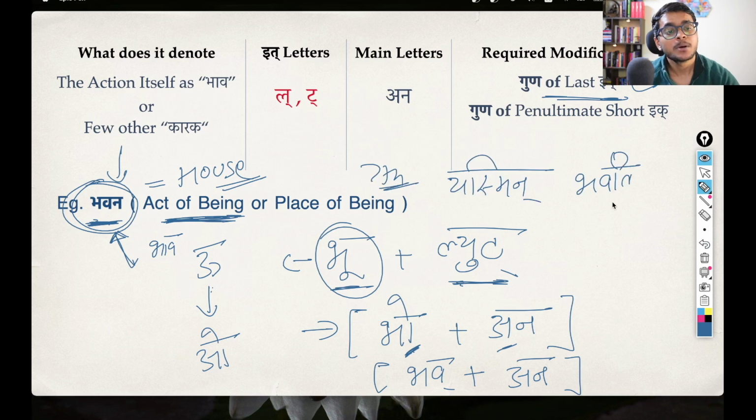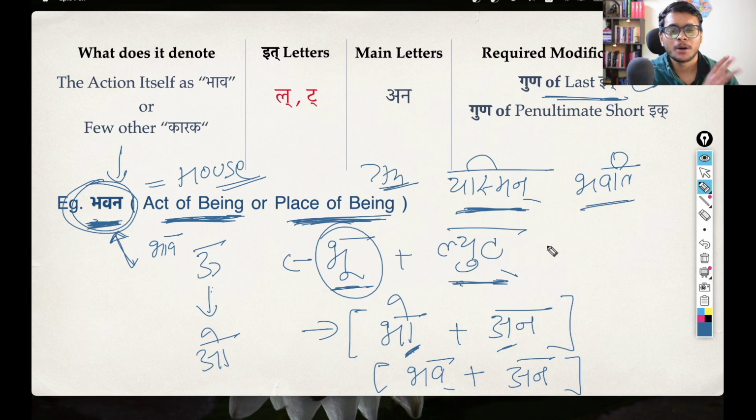That yasmin bhavati iti bhavana. That wherein someone is, or basically wherein someone resides, someone stays. So that is also bhavana. So this bhavana can also give this meaning, the place of being.